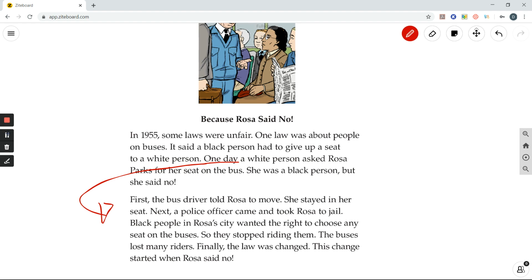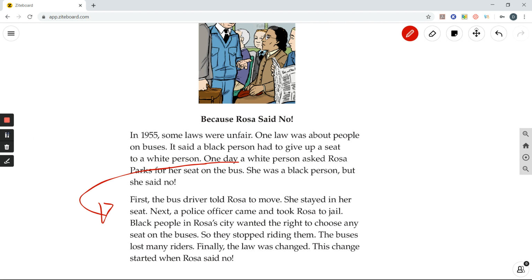Next, a police officer came and took Rosa to jail. Black people in Montgomery wanted the right to choose any seat on the buses, so they stopped riding them. The buses lost many riders. Finally, the law was changed. This change started when Rosa said no.